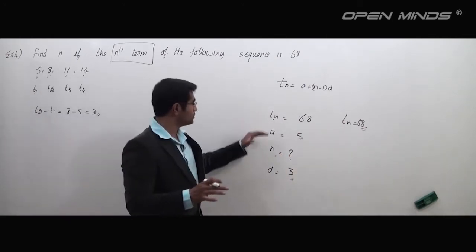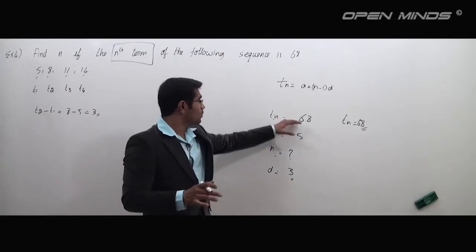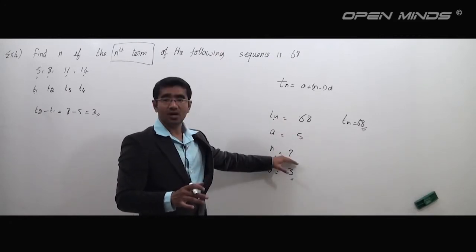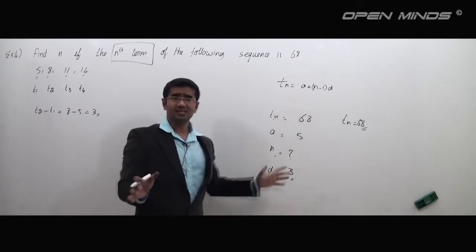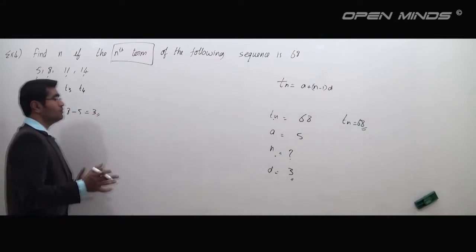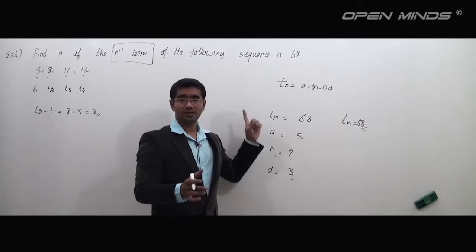Out of the 4 guys, if you know 3 of them, the fourth can be easily found. How? Substitute them here. That's it. Alright, so the whole talent is how you fill these 4 positions. Looking at the question, that's nothing much.